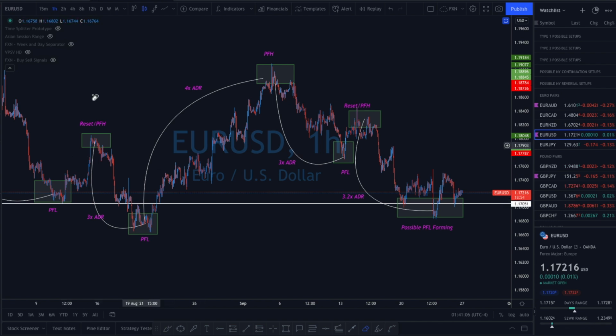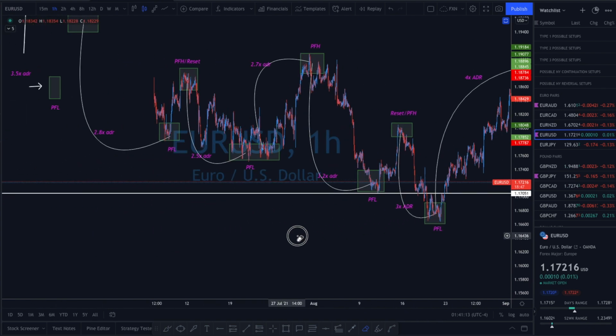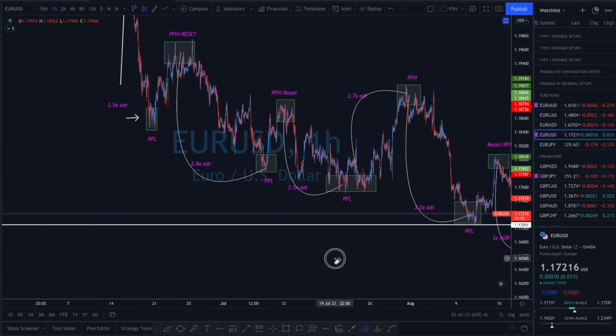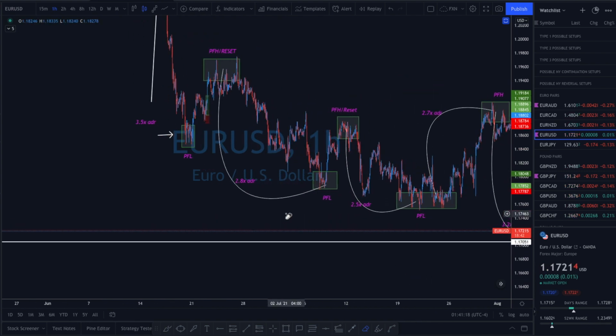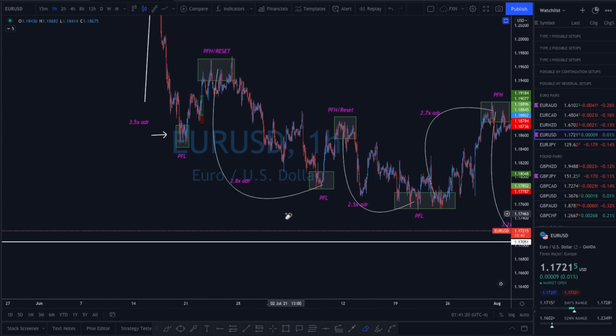Now, keep in mind that you're not going to be perfect at trying to detect a reset that's possibly happening. So do not get discouraged, okay, because you're not able to predict resets. It's not your job to predict resets. It's your job to find the setups that are going in the correct directional bias.